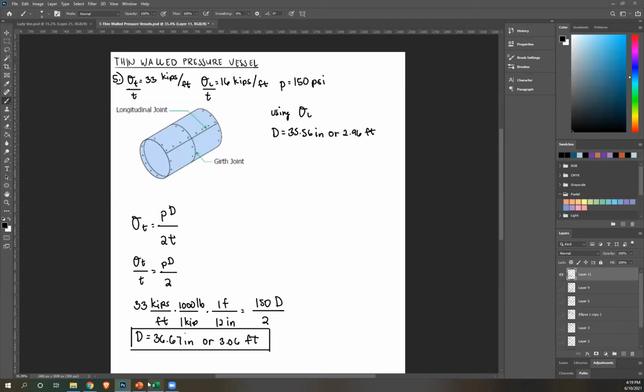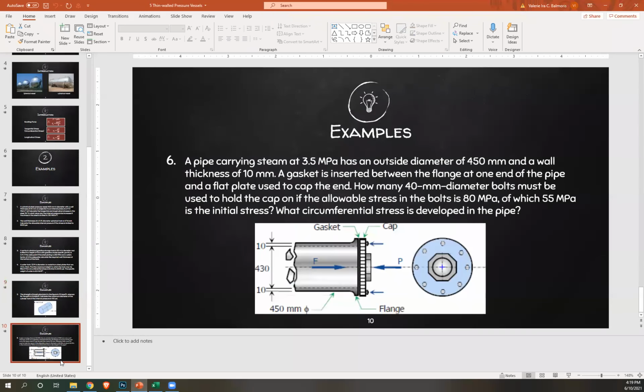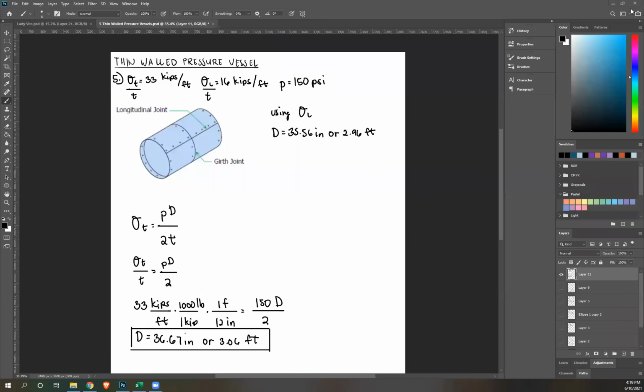Okay, great. The next problem, number 6, I'll answer next meeting because the solution of this requires a bit of an analysis and we only have 10 minutes left, so I don't want to rush through that. Now with that said, that ends the lecture for today for thin wall pressure vessel.